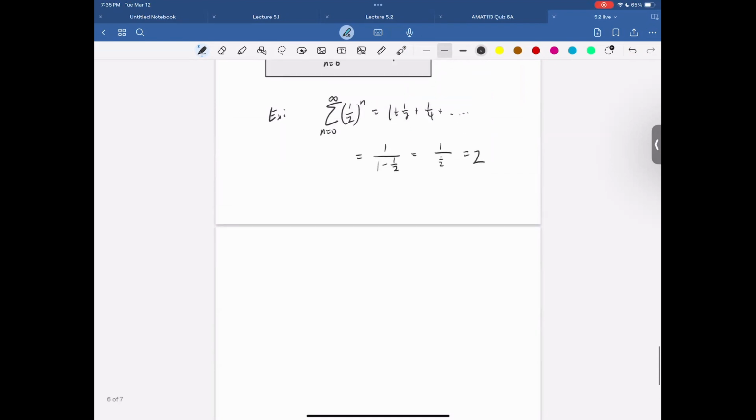Right? Or we can do something maybe a little more complicated. Let's say we want to get something that's pretty close to 1. Let's do 5/6 to the n. Well, our formula gives us that this is 1 over 1 minus 5/6. We can do that because 5/6 is less than 1. But that's equal to 1 over 1/6, which is equal to 6.